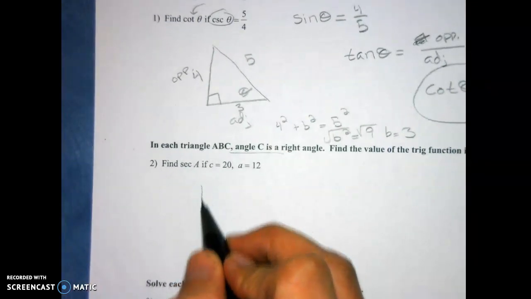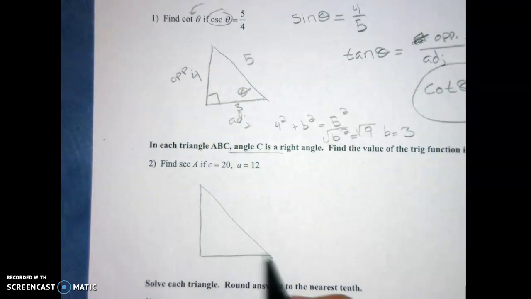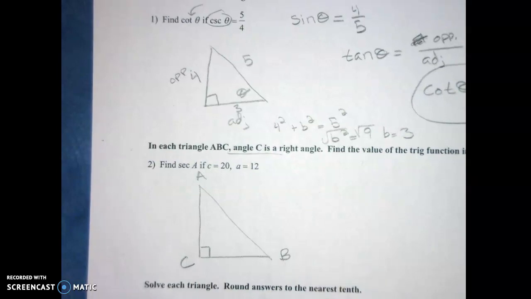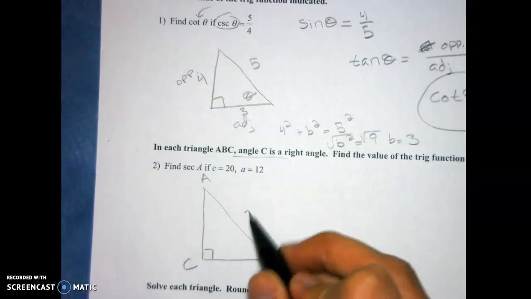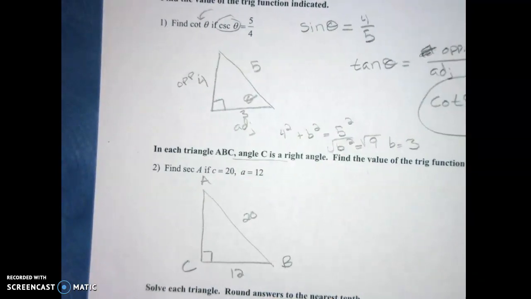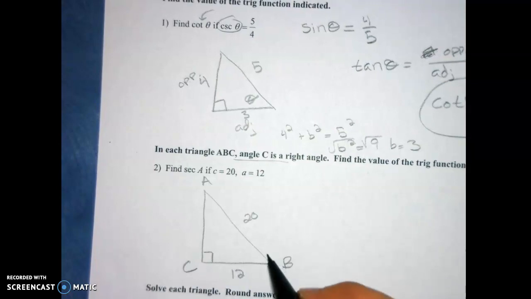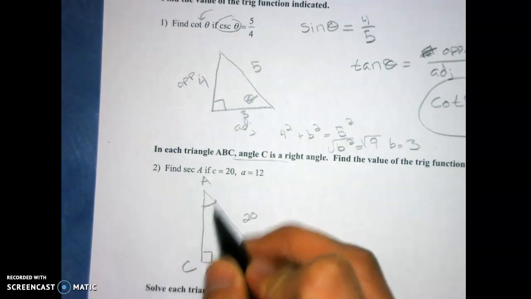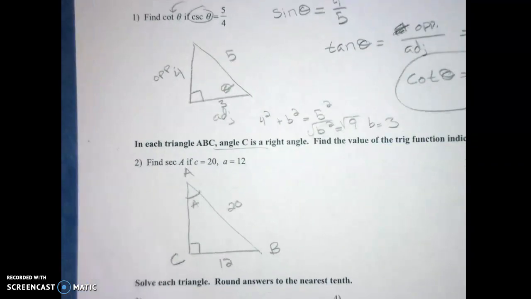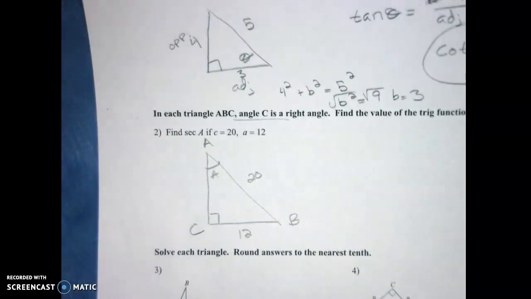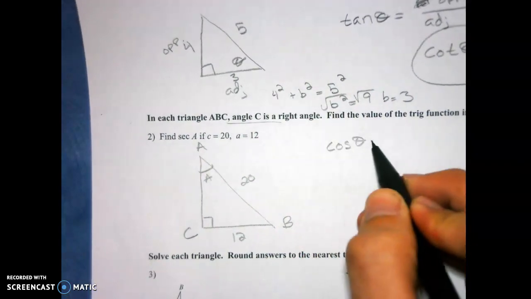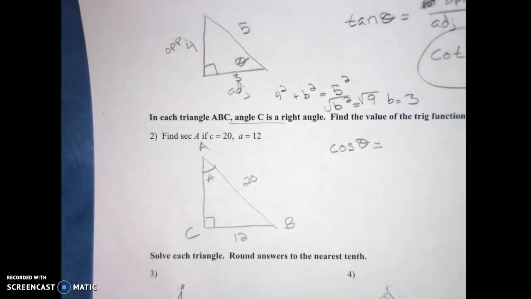Okay, so let's draw a triangle. Right angle there, we'll call this A, we'll call this B. Then let's label our sides. So this would be c, which is 20. Okay, and this would be a, which is 12. Okay, and let's say our angle A is right here. Okay, well, we're asked to find the secant of A. Well, secant is just the reciprocal of cosine. So let's find cosine first, and then flip it, and then we would have found secant.